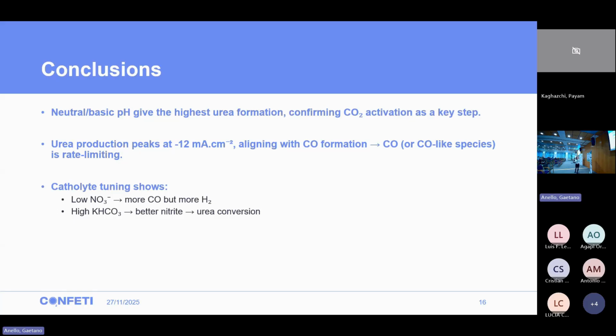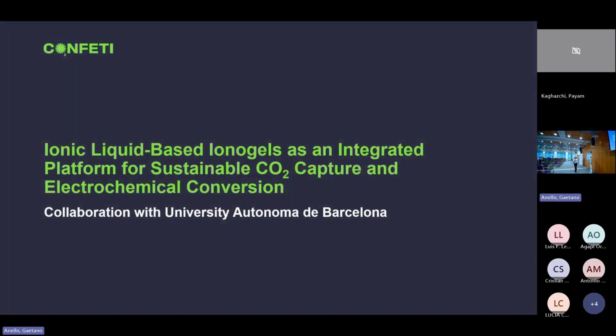And finally, the catalyst tuning showed us that when we lower the concentration of potassium nitrate, we get more CO, but also more hydrogen, which limits urea. But when we raise the concentration of potassium bicarbonate, we had better nitrite conversion and higher urea.